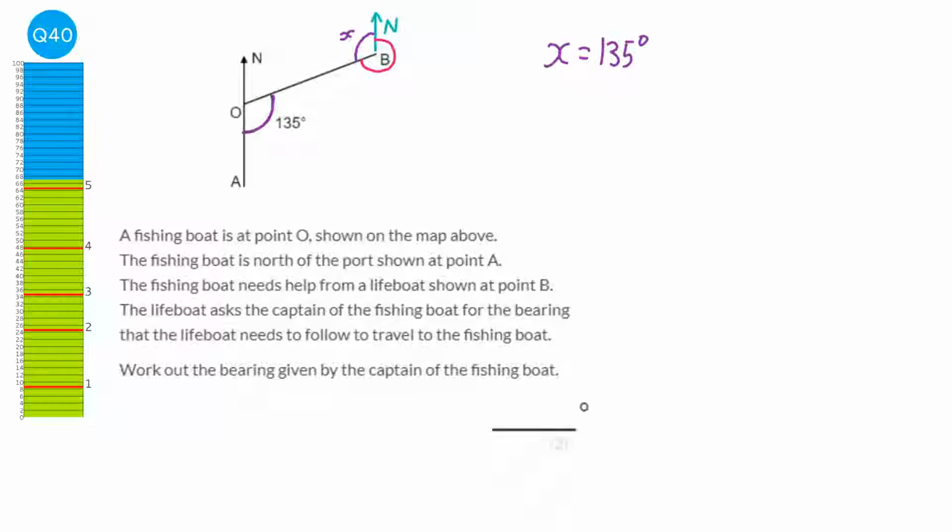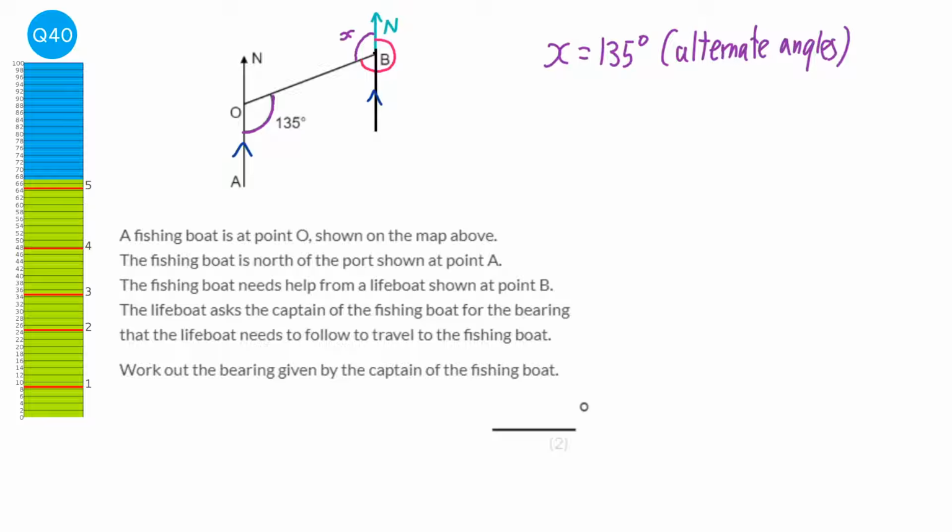And the reason for that is we've basically got, and I'm just going to extend the north line down, we have a set of parallel lines here, and we have a set of z angles, which we know is alternate angles. So the reason for that is it's alternate angles. And always show the reasons to the examiner.